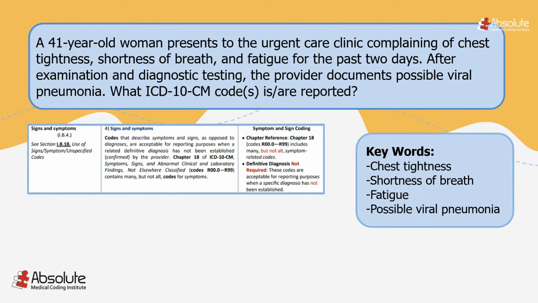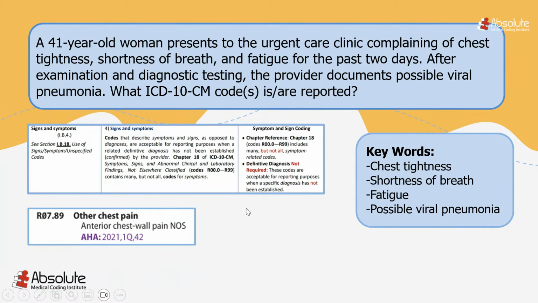So, because of that, we are going to be coding just the signs and symptoms. We are not going to code for that pneumonia because, again, it has not been confirmed yet. So, the signs and symptoms we're going to focus on are going to be that chest tightness, that shortness of breath, and the fatigue. If you arrange them in a different way than I arranged them, that's okay. It's not the end of the world. That really doesn't matter because there's no kind of hierarchy of these signs and symptoms.